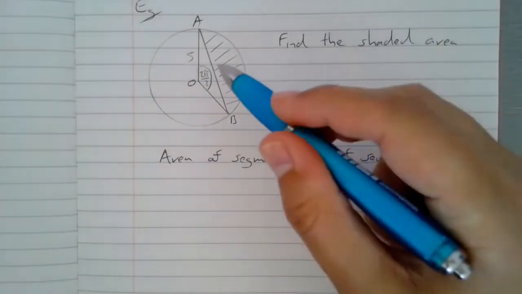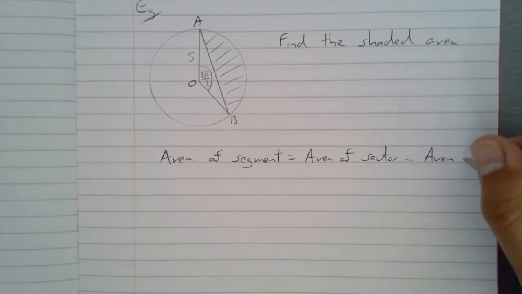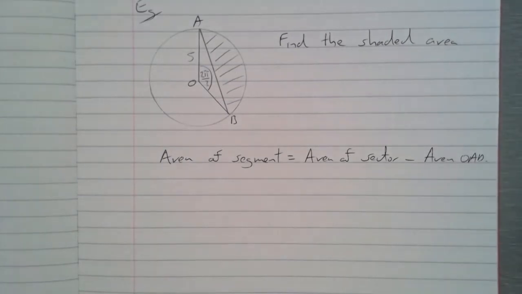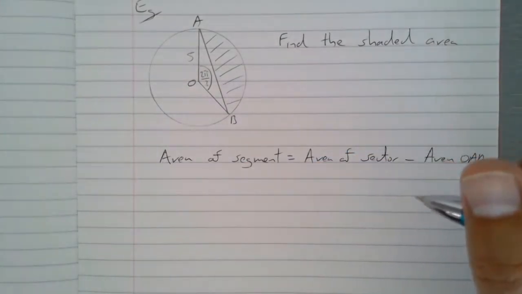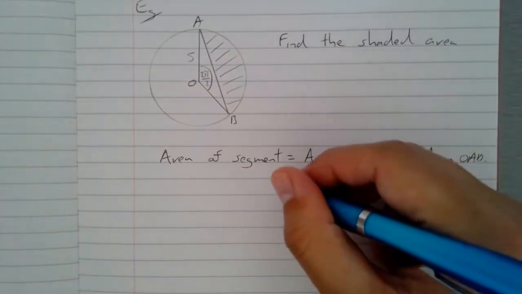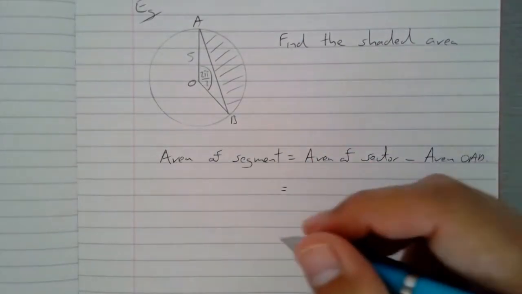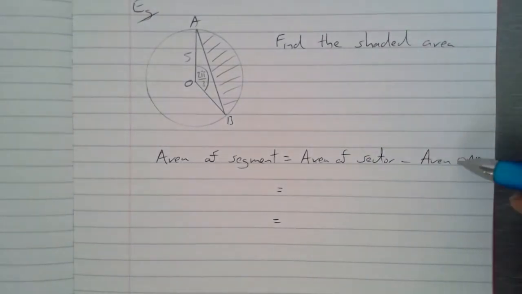Take away the area of triangle AOB, or OAB, whichever way you want to write it. Okay, so what I'd like you guys to do is pause the video and work out what these two different areas are. I'd like you to try and do this going down the page. So keep the area of the sector in this bit, the area of OAB in this bit.